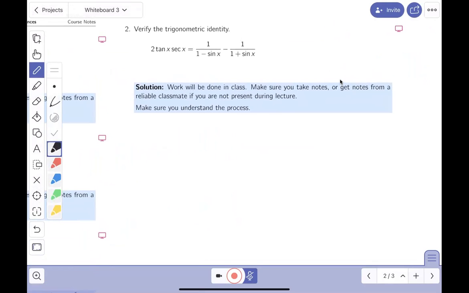And why is that? There's 2 terms. And what could I do with those 2 terms? I could add them together. By the way, I know it's subtraction. How do I do that? Common denominator.